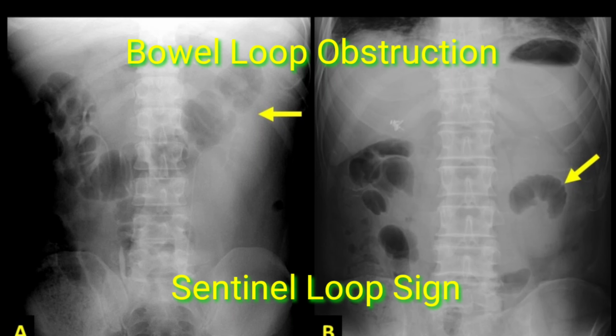So you can appreciate on these two images, these yellow arrows indicating a segment of the dilated small bowel loop, and that is called a sentinel loop, which is diagnostic for small bowel loop obstruction.